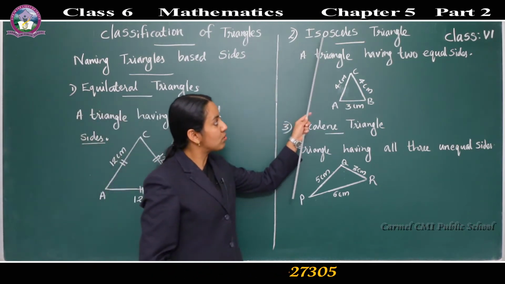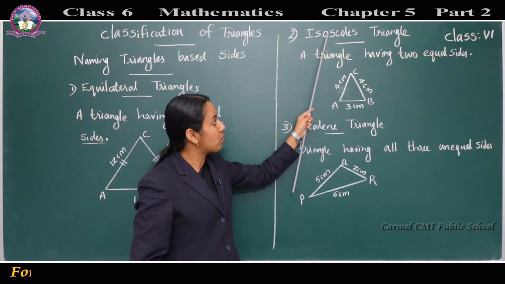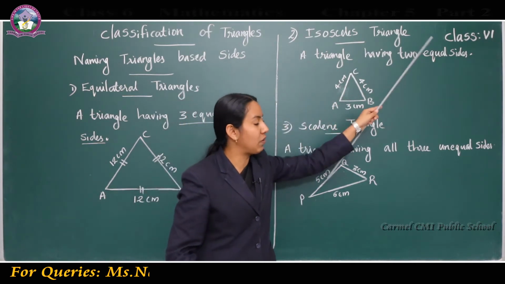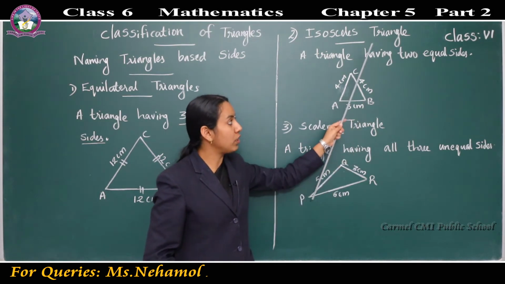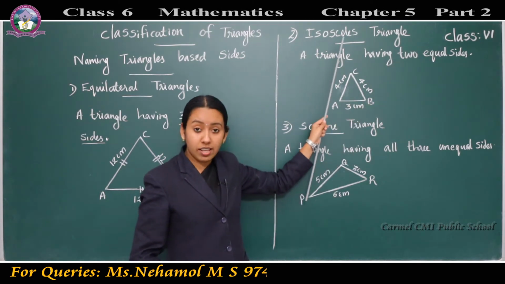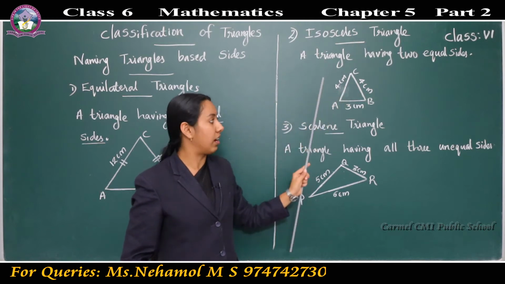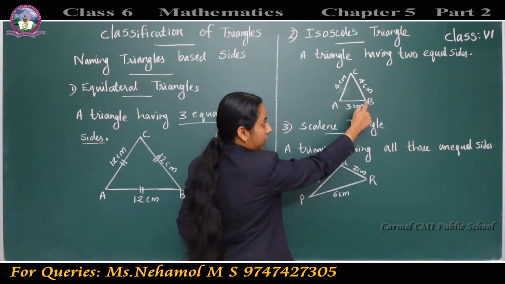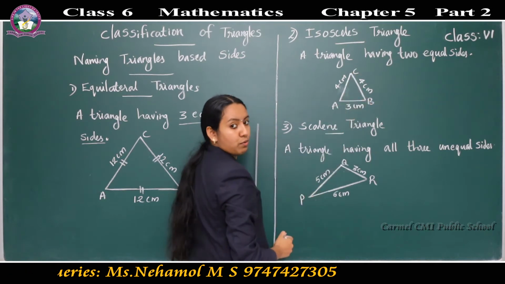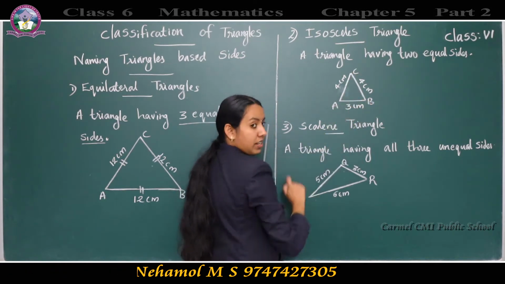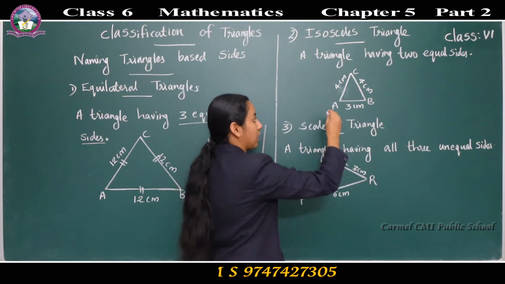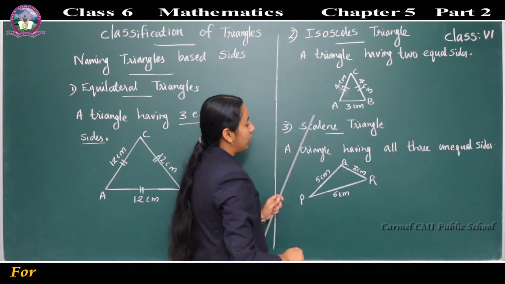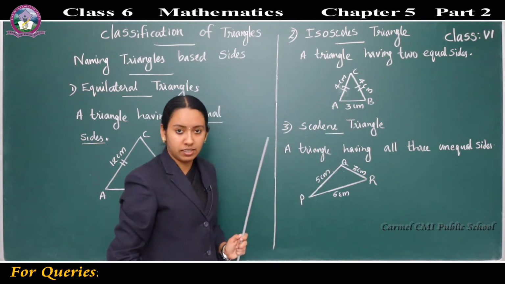Second one, isosceles triangle. A triangle having two equal sides is known as an isosceles triangle. An example is given here. AC is 4 centimeter, BC also 4 centimeter, AB is 3 centimeter. Two sides are equal, so it is an isosceles triangle.